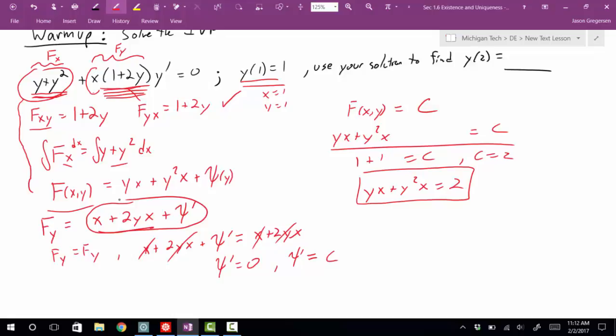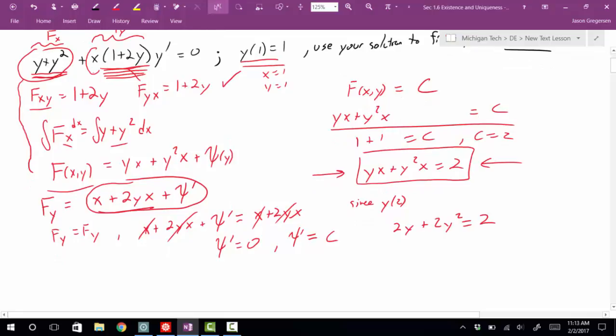Wonderful. I have a solution here. This is my solution to the initial value problem. But now I want to figure out what this population or whatever it is at x equals 2. So I plug in x equals 2. Since I'm looking for y of 2, I'll have 2y plus 2y squared equals 2. Well, how do I find out what y of 2 is, though?